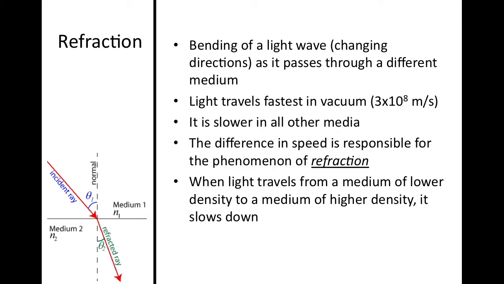Because light travels fastest in a vacuum, we know that anywhere else that light travels will be slower. So in all other media, light will travel slower. The difference in speed is responsible for the phenomenon we call refraction. When light travels from a medium of lower density to a medium of higher density, it slows down.